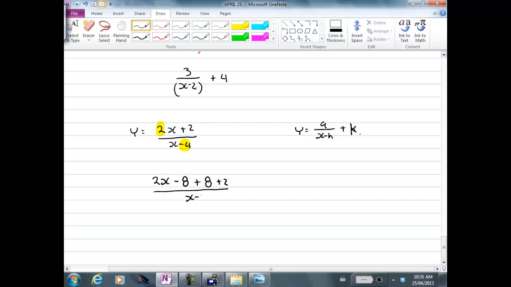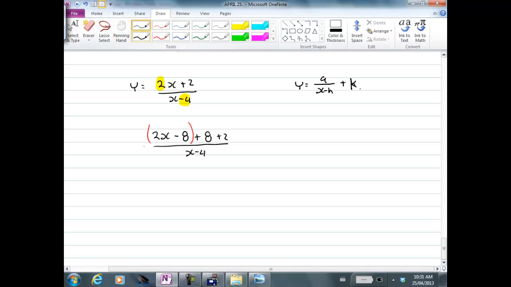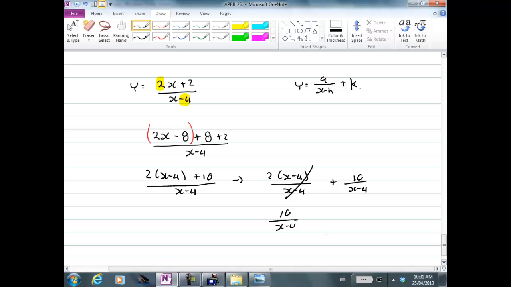Okay, I just go bracket. And if you did it right, again, I'm going to factor. 2(x minus 4) plus 10 over x minus 4. I'm going to rewrite this as two separate brackets. 2(x minus 4) over x minus 4 plus 10 over x minus 4. That cancels out. Now, you're given a form you can work with. You can now find your asymptotes and all the good stuff.